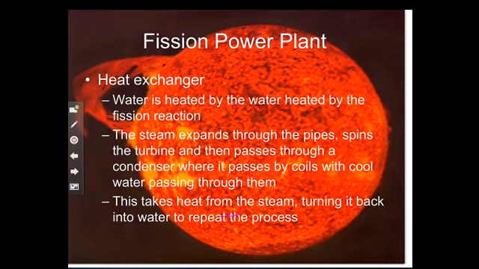And now within the fission power plant, we have what's called a heat exchanger. And this is kind of what we just talked about. The water is heated by the water that's heated by the fission reaction, expands through the pipe, spins the turbine, and then it gets turned back into liquid water to repeat the process over and over again.